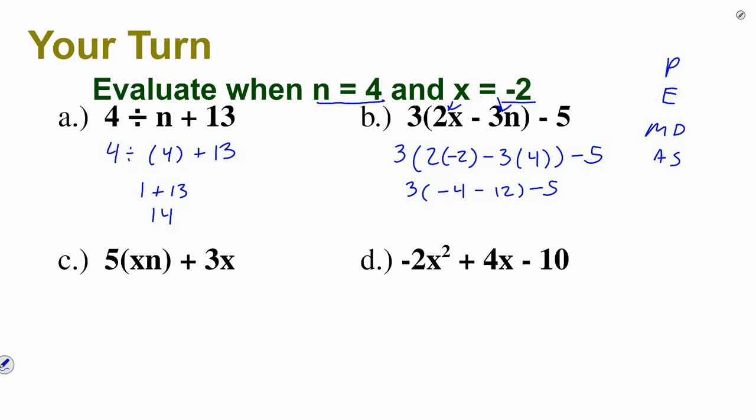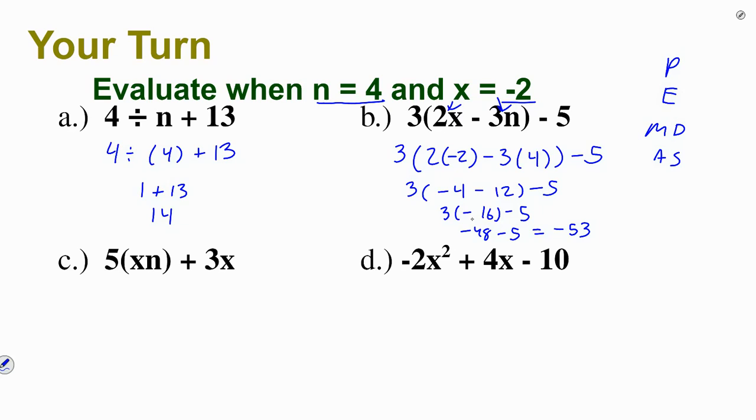Now I continue with my parentheses, so I see -4 minus 12, so that would be -16, minus 5. So now I do my multiplication. 3 times -16, that would be -48, minus 5, and that comes out to be -53.